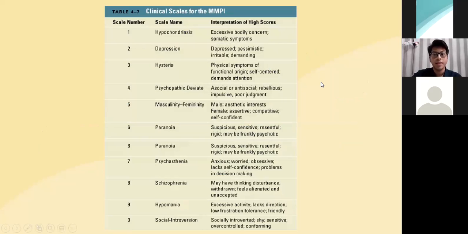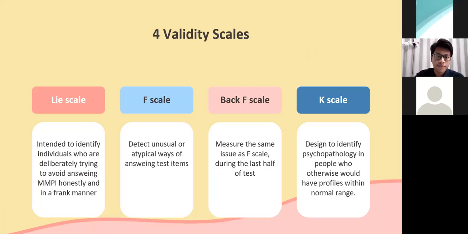score. Okay, next. Okay, another part of MMPI is the validity scale. It contains 4 validity scales that are designed to measure a person's test-taking attitude and also approach to the test. So the first one is the lie scale, L scale.